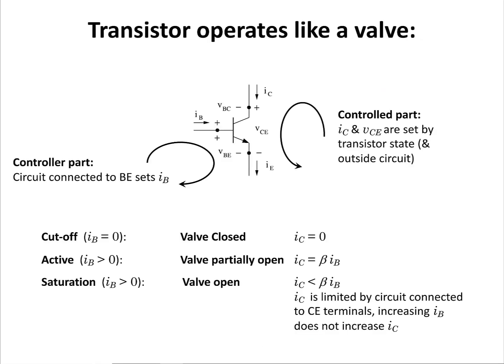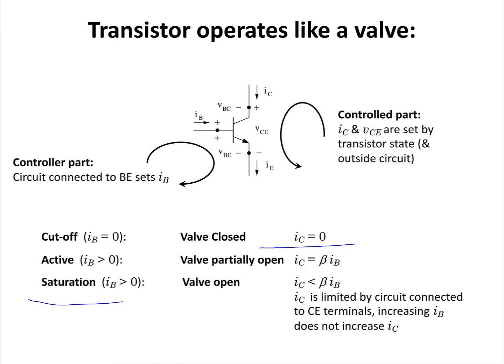A transistor operates like a valve. We are using IB or VBE to set the value of the current at the collector and the collector-emitter voltage. When IB is equal to 0 or the base-emitter junction is not forward biased, the valve is closed and IC is equal to 0. In the active mode of operation, IB is positive. In other words, the base-emitter junction is forward biased, so we have turned on the transistor, but the valve is partially open and we can control the value of IC by changing the value of IB.